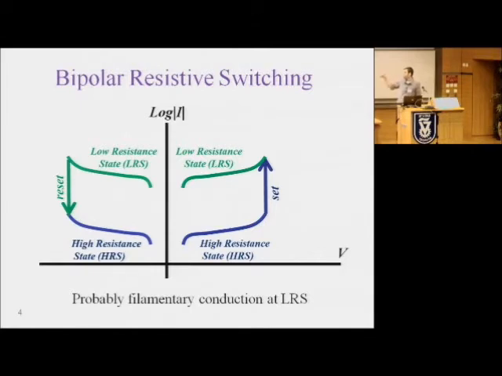Bipolar here means that the change from a high resistance state to a low resistance state, or the set process, occurs at the opposite polarity from the reset process, or change from a low resistance state to a high resistance state. So this is a theoretical IV characteristic of a bipolar resistive switching device. We have reversible switching between two different states at opposite polarities. And as was already mentioned here, in most of the cases, the switching is due to the formation and rupture of conductive filaments. So the conduction at the low resistive state is through these filaments.